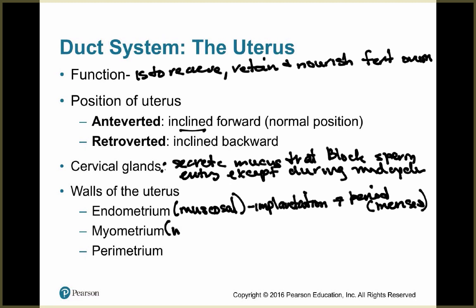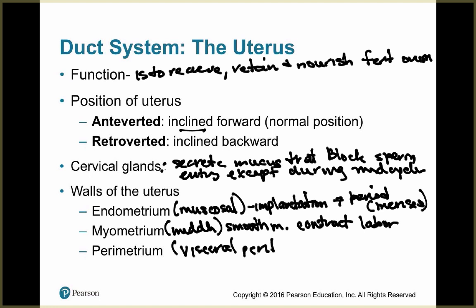Myometrium is the middle layer. And this is basically smooth muscle. And this is what contracts during labor. Perimetrium is the visceral peritoneum. It's the outermost serous layer. So that's basically talking a little bit about the uterus.